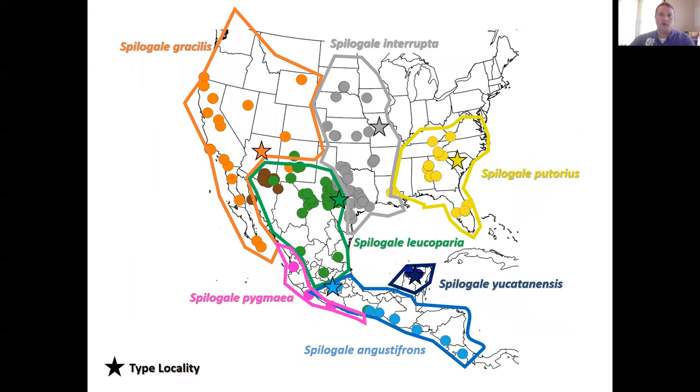So when we very crudely demarcate those boundaries based on purported phylogeographic barriers, as well as our distribution of these mitochondrial haplogroups, this is the distribution we came up with for the seven species of extant spotted skunks here. The type localities are indicated by the stars. And then again, the ranges are demarcated very crudely in this map.